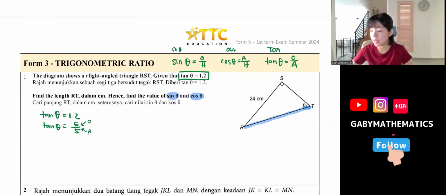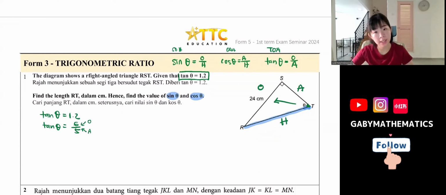Now you can label in the diagram. Theta here. Opposite of the theta, this is O. Opposite of 90 degree, this is H, and this is A. OAH. So now you compare and see. The O is 6, but the O here is 24. 6 times what equals 24?